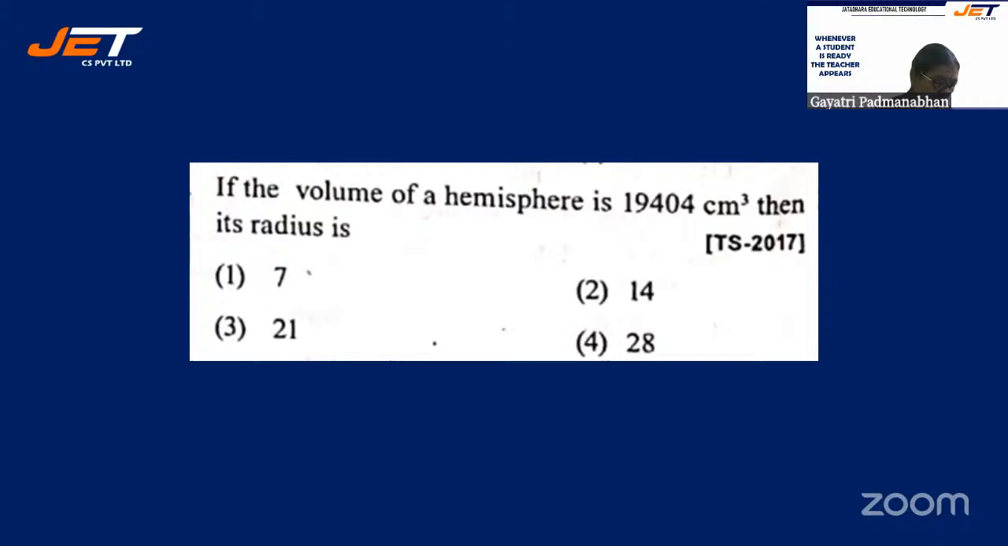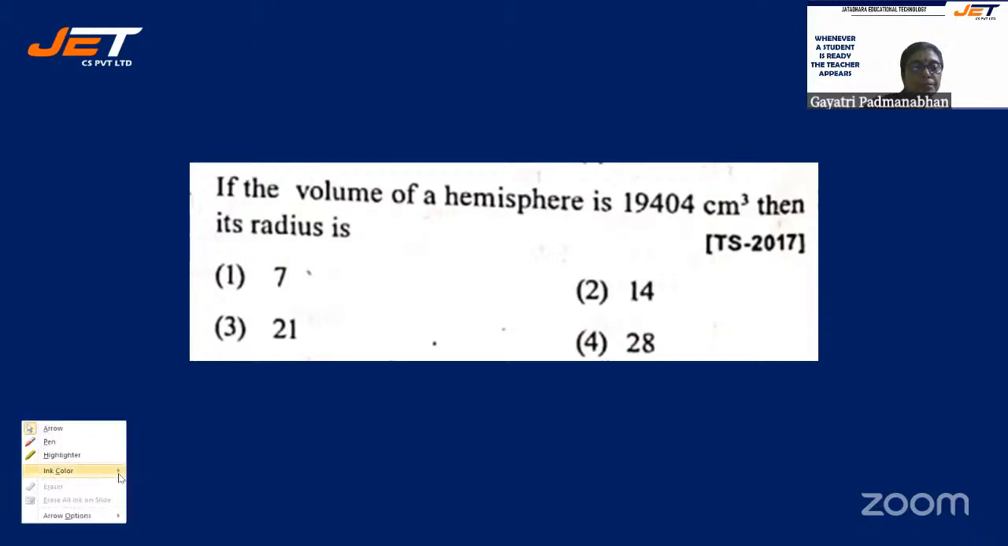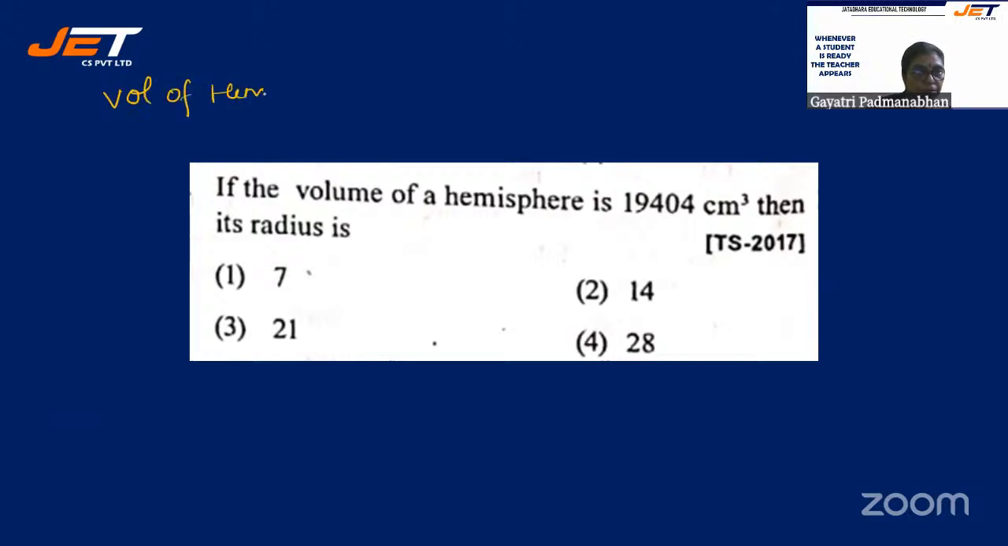Yes. So what is the volume of the hemisphere? The formula, I would just like to remind you, volume is 2 by 3 pi r cube. So volume of the hemisphere is 2 by 3 pi r cube. They say that this is 19404. What is the radius?